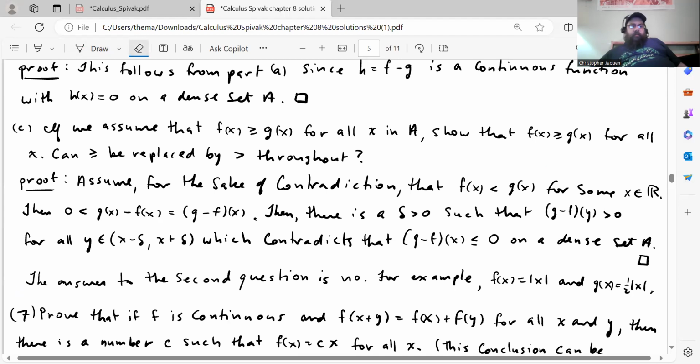All right, so let's actually prove the proposition now. Assume for the sake of contradiction that f of x is less than g of x for some real number x. Then 0 is less than g of x minus f of x, which equals (g minus f)(x). Then there's a delta greater than 0 such that (g minus f)(y) is greater than 0 for all y in the open interval from x minus delta to x plus delta, which contradicts that (g minus f)(x) is less than or equal to 0 on a dense set A. And there you go.